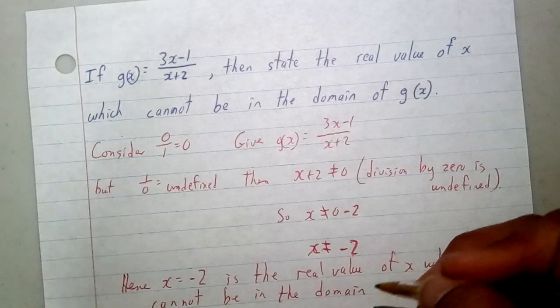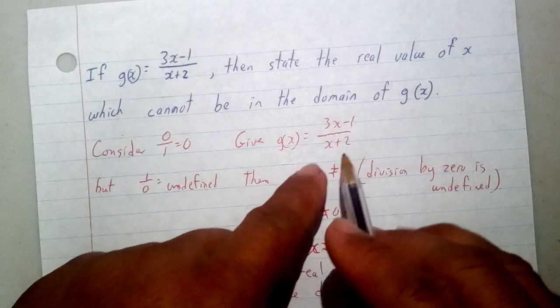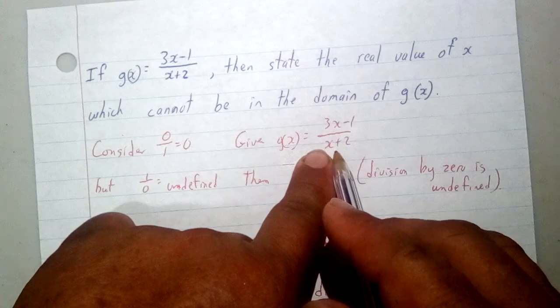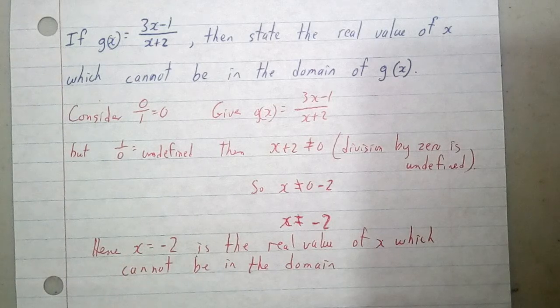Remember why? Because if negative 2 is part of the domain, when we substitute for this x here by negative 2, we would end up with a 0 at the bottom, and we don't want that. So therefore, this is the solution. When x equals negative 2, that will be the solution for this one here.